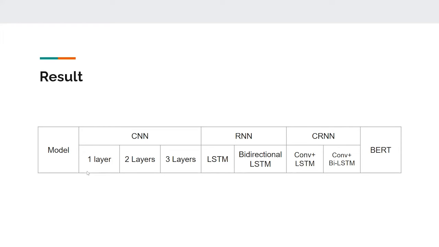And for RNN, we use an LSTM layer or a bidirectional LSTM and compare if there is any difference between those two models. Third, the CRNN model. One CRNN model will involve an LSTM layer, which will be used after the convolutional layer. The other model will involve a bidirectional LSTM, which will also be preceded by a convolutional layer. So we will see whether CRNN with LSTM and CRNN with bidirectional LSTM could give good performance or not. And lastly, it is the BERT model, which will be explained later by our teammates.